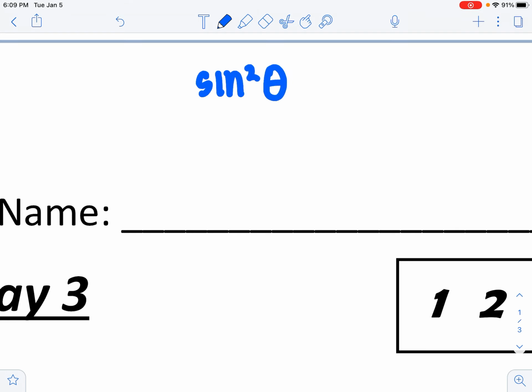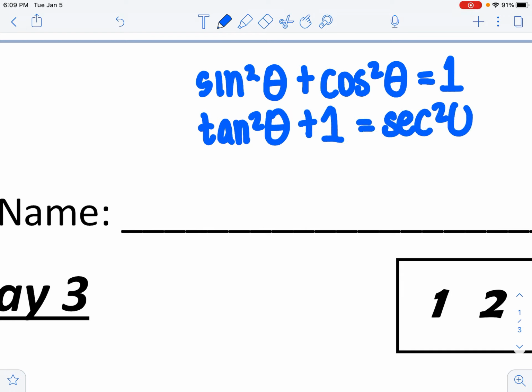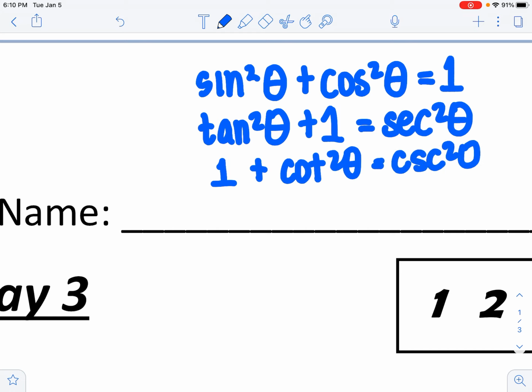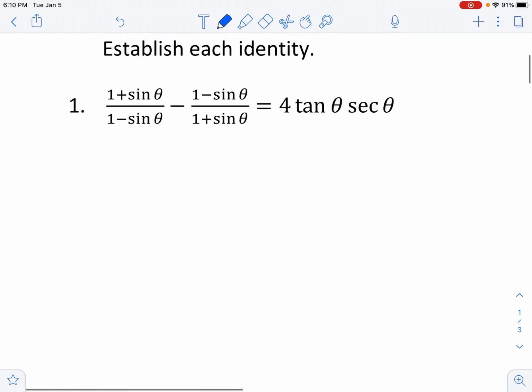Once again, we have sine squared of theta plus cosine squared of theta is equal to 1. Tangent squared of theta plus 1 equals secant squared of theta. And then 1 plus cotangent squared of theta equals cosecant squared of theta. So those are my 3 trig identities. Make sure you know them because they will help in some of these problems.